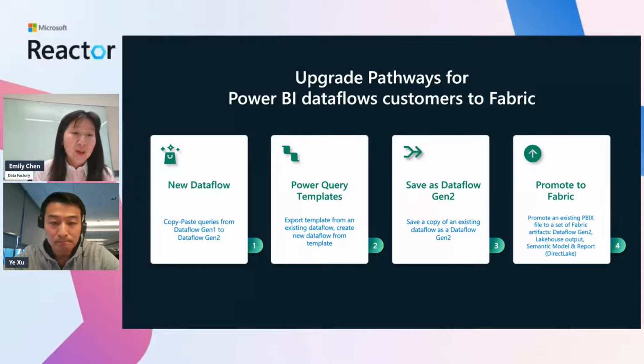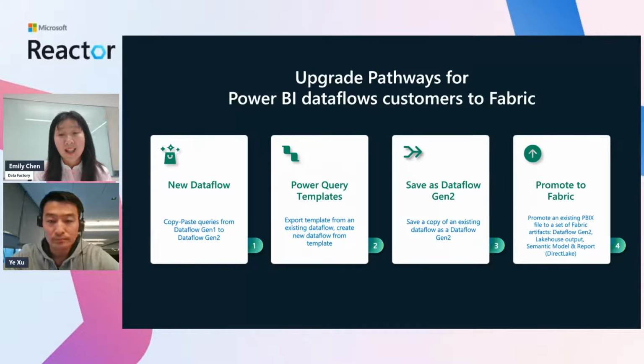The first is when you need a dataflow, you can easily copy and paste the queries from Dataflow Gen 1 to Dataflow Gen 2. So that's number one. Number two is Power Query templates, which is very useful: you can export templates from an existing dataflow, so when you create a new dataflow, you can easily create it based on the template. Number three we are offering is save as Dataflow Gen 2. When you save a copy of an existing dataflow, you can easily save it as Dataflow Gen 2. And the last is promote to Fabric.